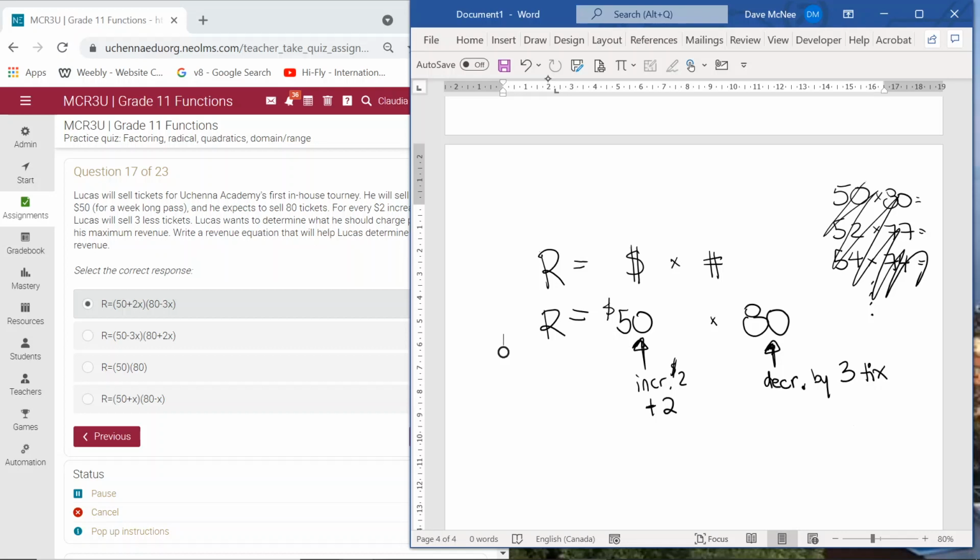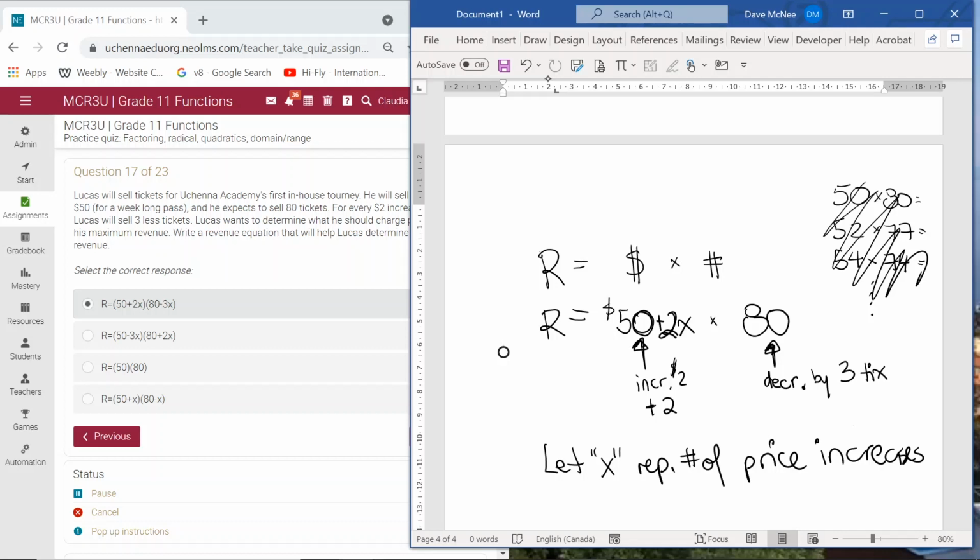And a perfect way to do it is to recognize that I want to figure out how many times he's going to increase the price. So we're going to let x represent the number of price increases. So how many times he's going to increase the price. So now this would then mean that every time he increases the price, so he adds $2, we're going to add an x to it.